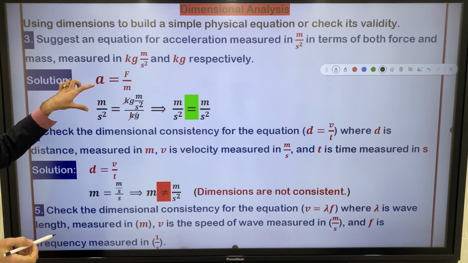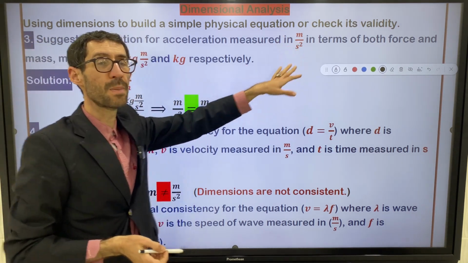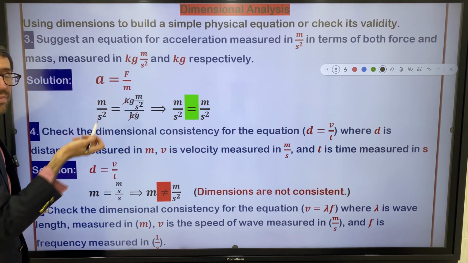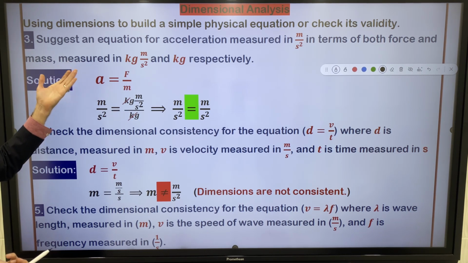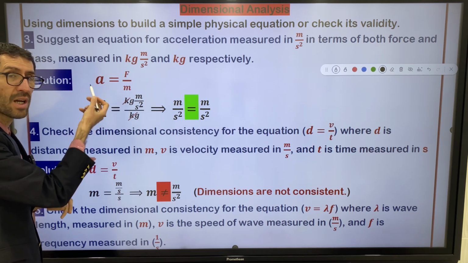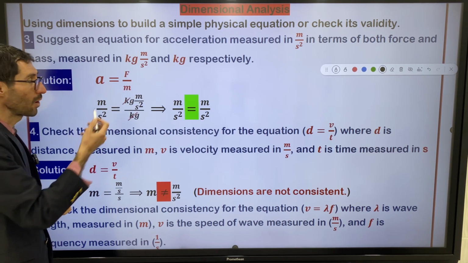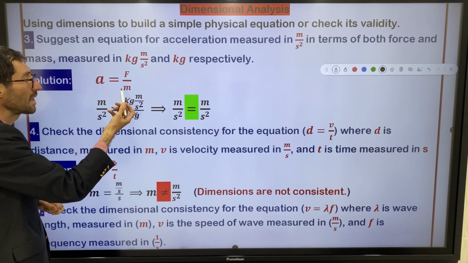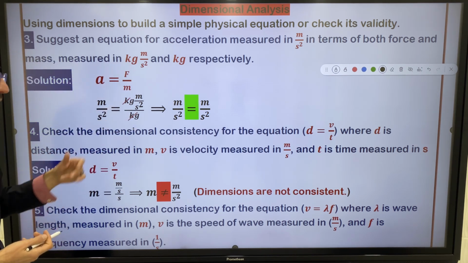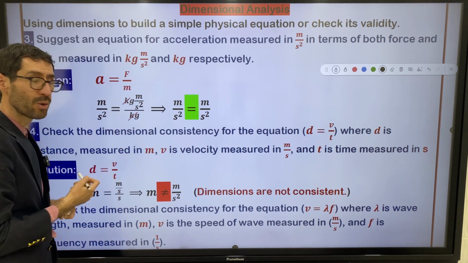Write the unit for acceleration. Based on the question, acceleration is measured in meter per second square. Bring it down. Right now, we don't have acceleration anymore. Instead of acceleration, I write meter per second square. Instead of force, I write the unit, kilogram meter per second square. And instead of mass, I write its unit, which is kilogram. I can cancel kilogram with kilogram.